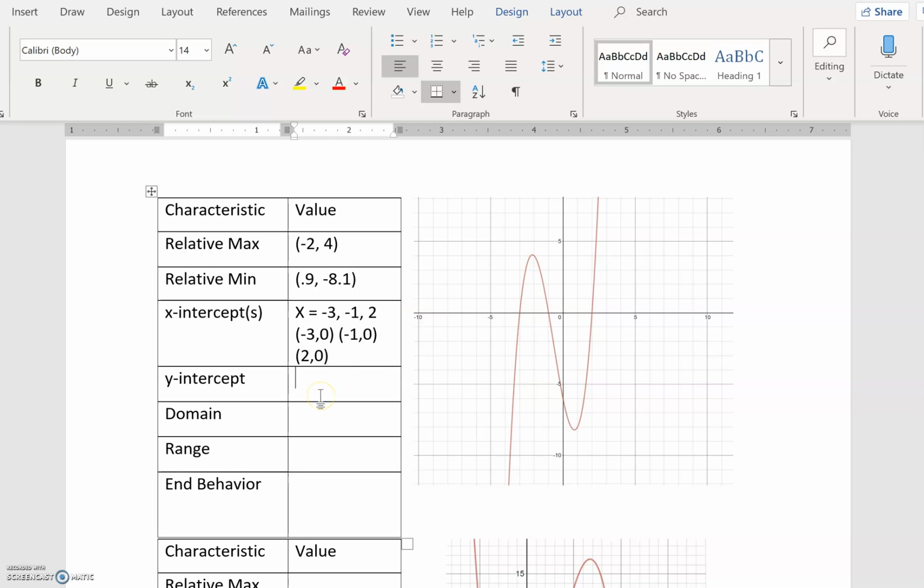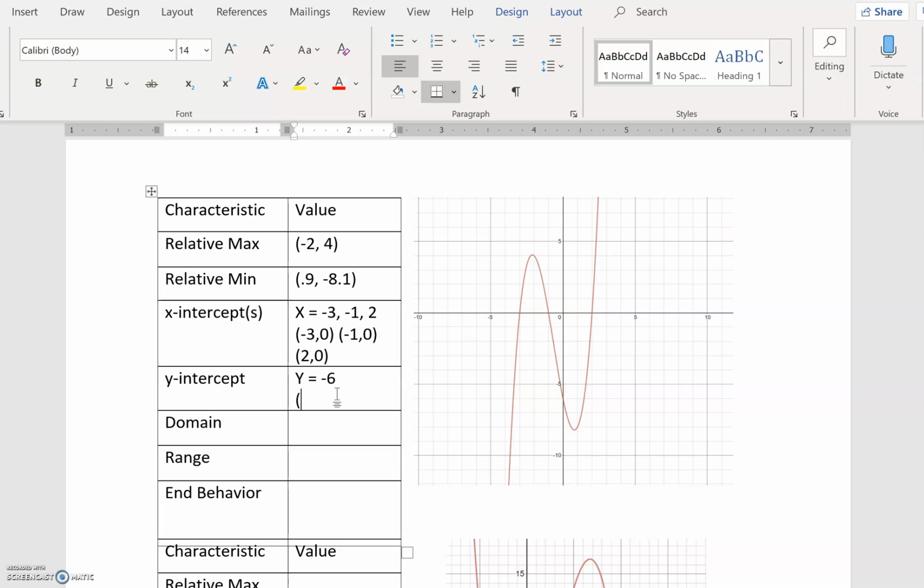Cubic functions still only have one y-intercept. And so we look at our y-axis, and we can see that it crosses the y-axis at -6. So again, you can write y equals -6, but I would prefer it as an ordered pair because we're talking about a point on a graph, not a line.